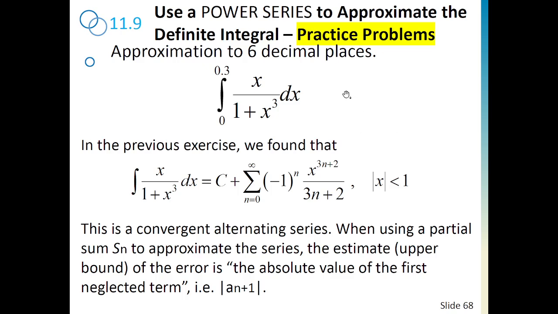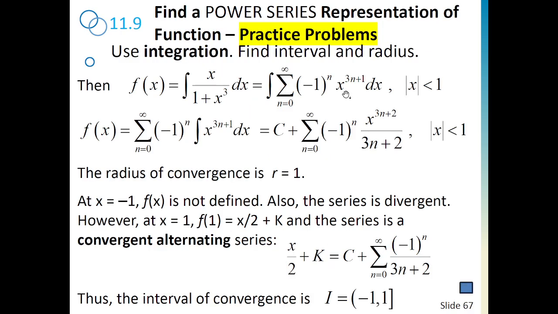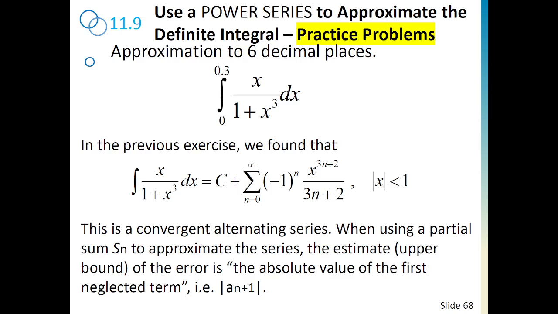This example is very interesting. So basically we have this expression that we had, but with the bounds. So we need to estimate the value of the integral between 0 and 0.3. And we want approximation with 6 decimal places. We will see what this means. So we already know that we have an alternating series. Now, this is from the previous slide, so basically we know that this is equal to this series here with the C. So basically, what do we do?